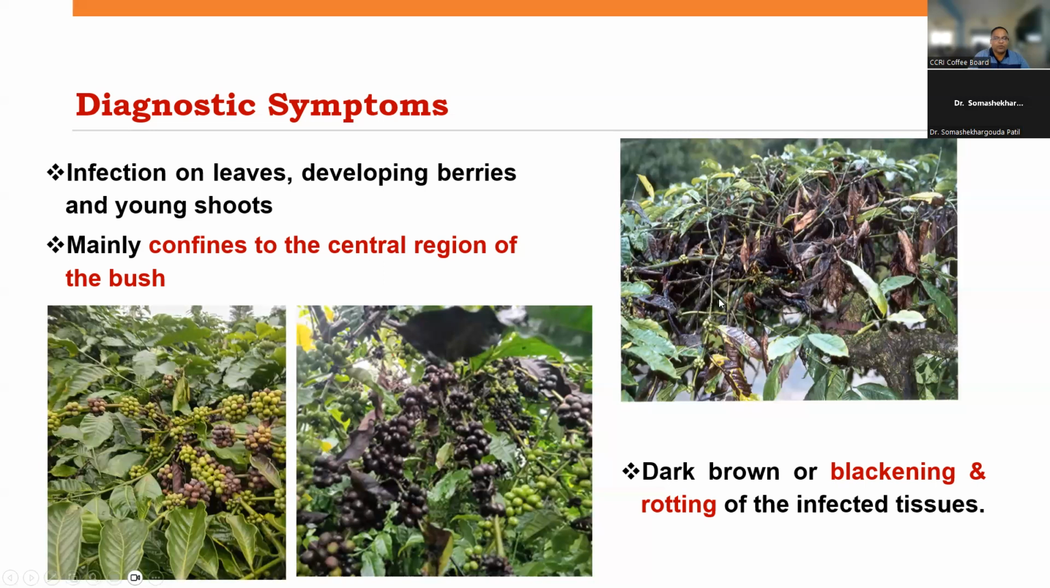All the infected tissues, including the leaves, twigs, as well as developing berries, show the blackening and rotting symptoms. Due to this blackening and rotting, the disease is given the name black rot disease.